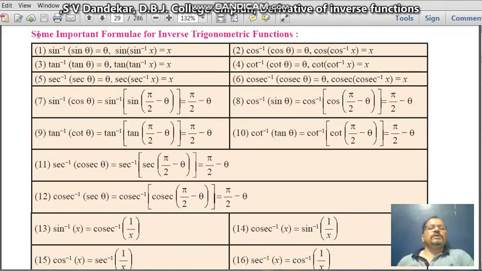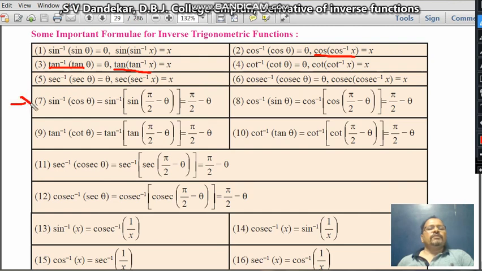To solve the problems on derivatives of inverse functions, you must remember some formulae that are there in your first section. First one is sine inverse sine theta is equal to theta and sine of sine inverse x is equal to x. This is just f and f inverse. When they come together, you get identity function. For all the 6 trigonometric functions, these formulae are there. Cos inverse cos theta is theta, cos of cos inverse x is x, tan inverse tan theta is theta, and tan of tan inverse x is x, and so on.